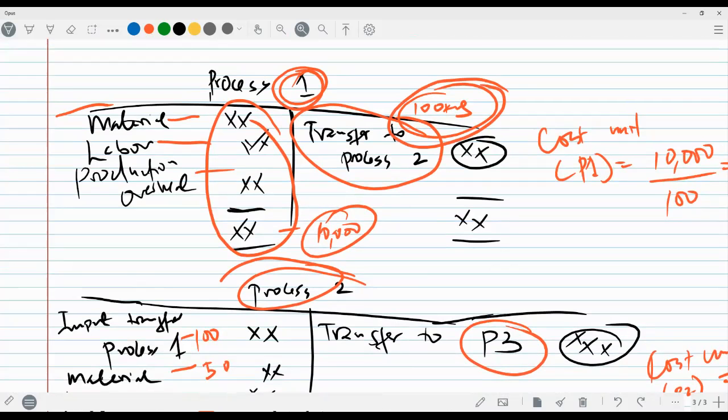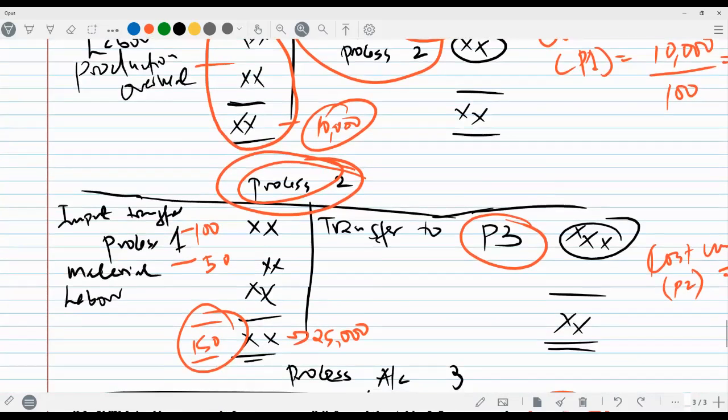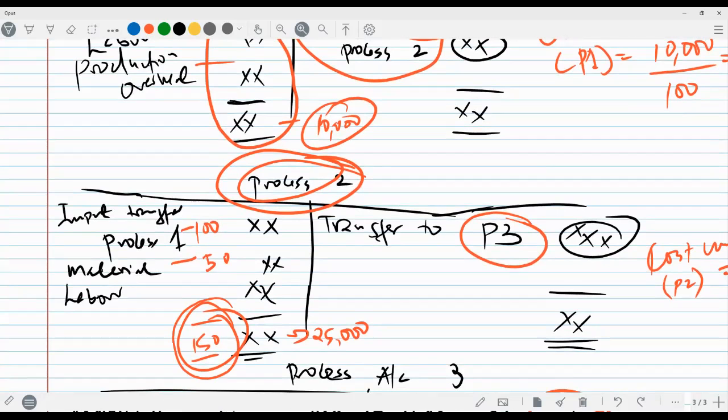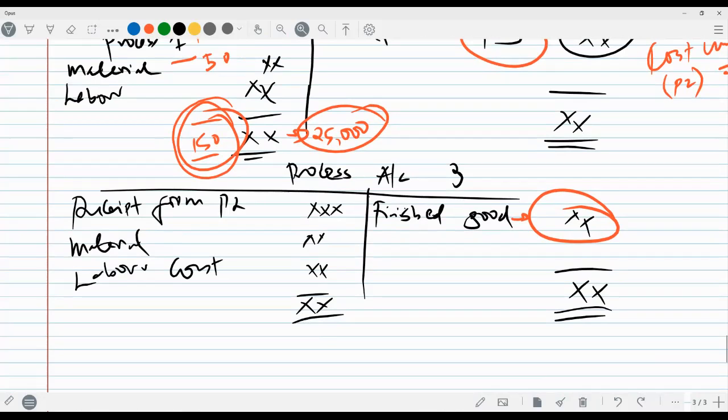Process 2, we take the number of units produced, 150, and divide by the cost incurred for the entire process. The same thing applies to step number 3. It will be the total cost incurred so far, divided therefore by the output. How many kgs do we end up having by the end of process 3? That's on process costing.